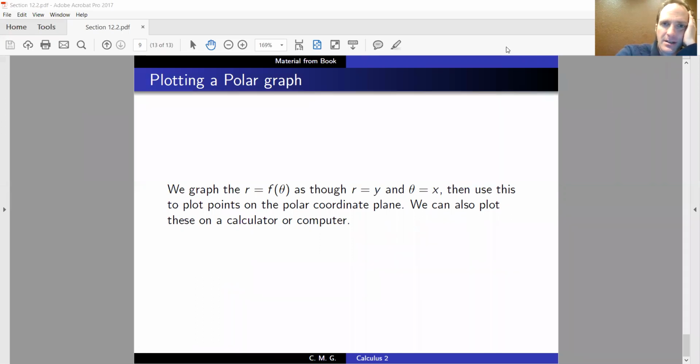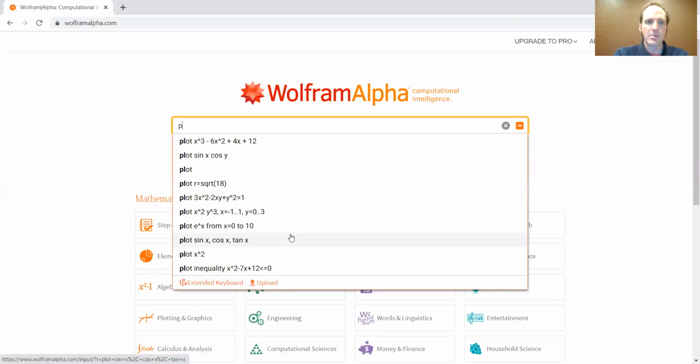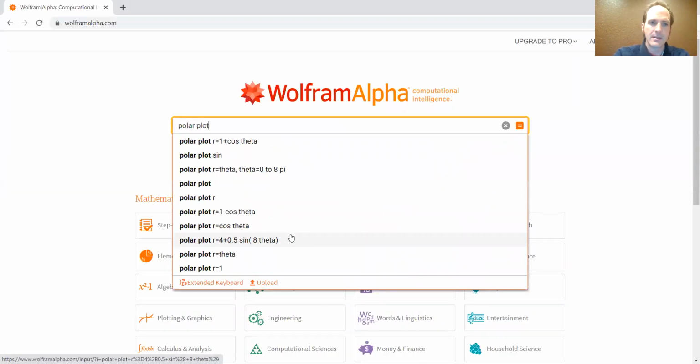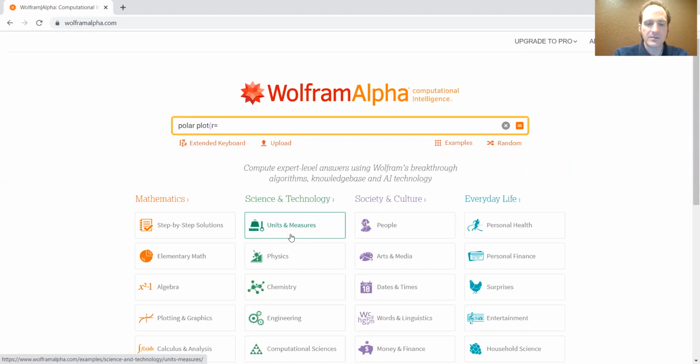And so you can actually do this on something like Wolfram Alpha. You just go in here and say, I'm going to polar plot r equals 4.